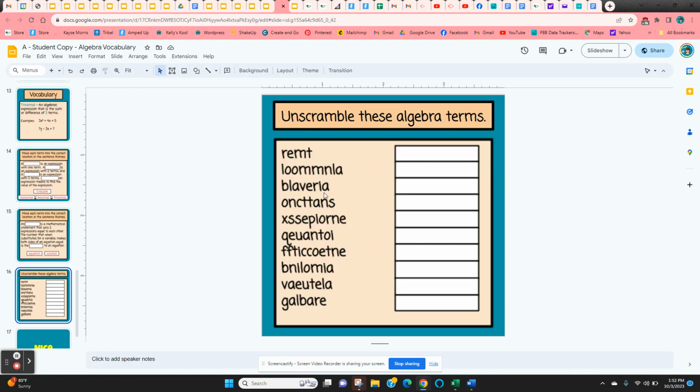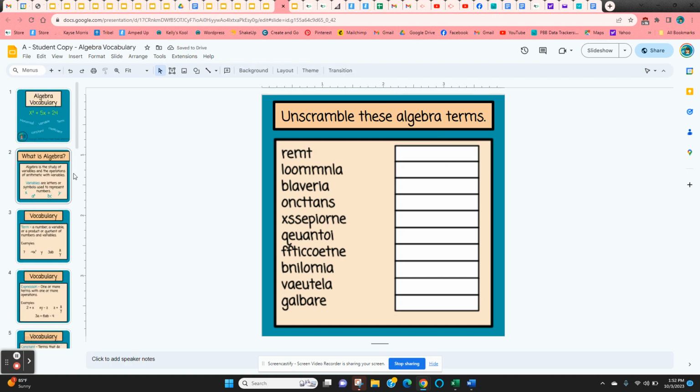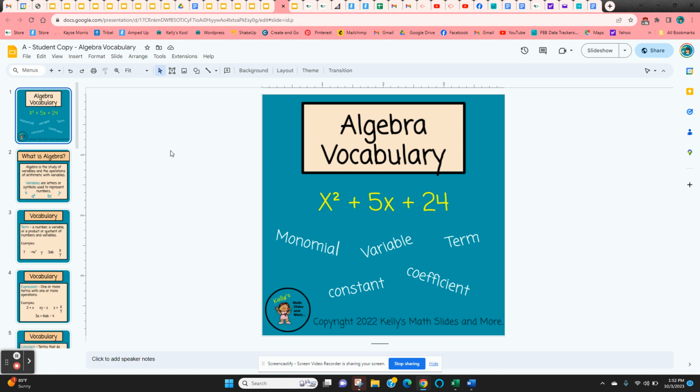The very last slide has all of these terms scrambled, so they have to unscramble them and type the correct vocabulary word in here. So term would be the first one, and so on. All of the completed slides are included for the teacher. So this is a good introduction to algebra, digital lesson, vocabulary.